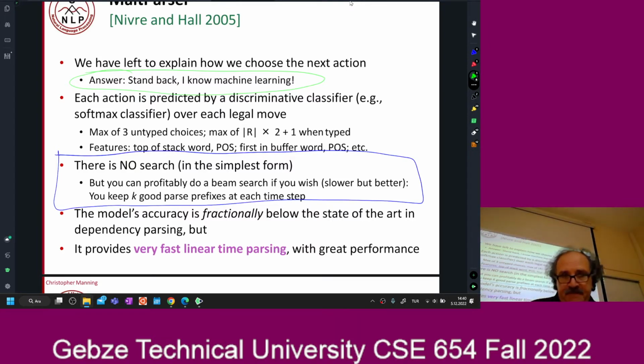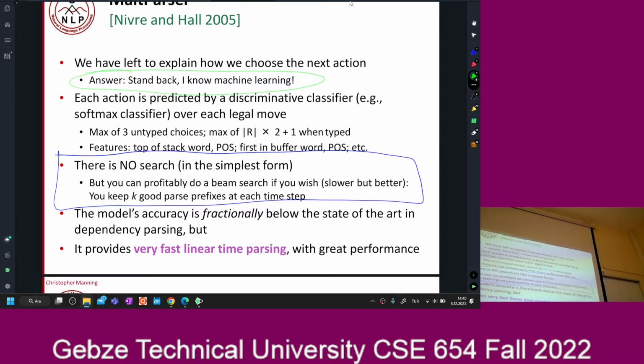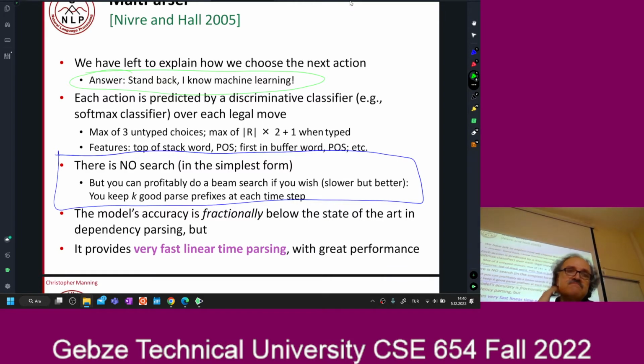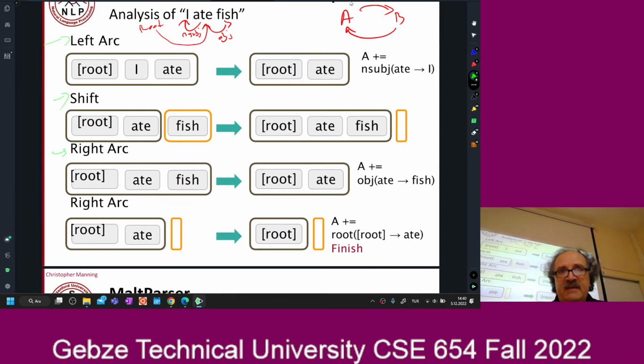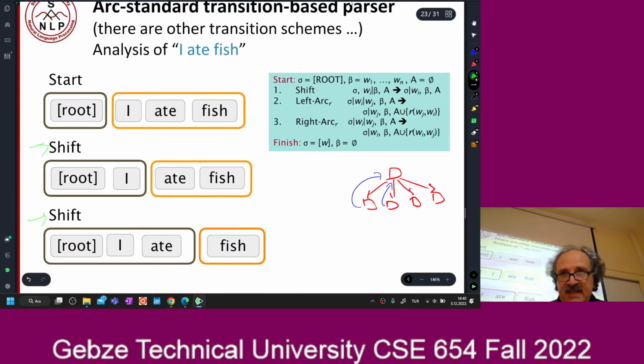Okay, so I forgot the tangents. So I am going to write a classifier. What is the input to the classifier? The input to the classifier is going to be these three data structures.